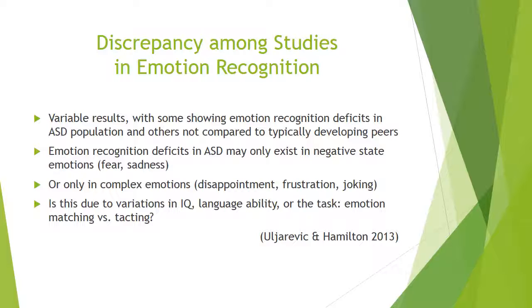Within the last 30 years, there has been considerable discrepancy among studies in emotion recognition. So some studies showed that the ASD population had deficits and others did not find deficits. Sometimes those deficits that were found only existed in negative state emotions like fear and sadness. Sometimes those deficits only existed in complex emotions, but not basic emotions. And there's speculation that the differences were due to variations in IQ, language ability, or the task, such as emotion matching versus tacting.